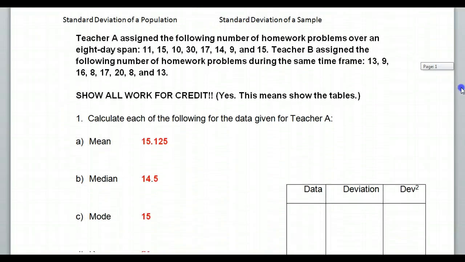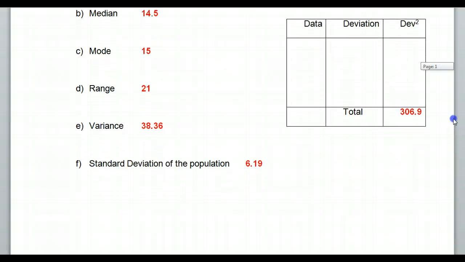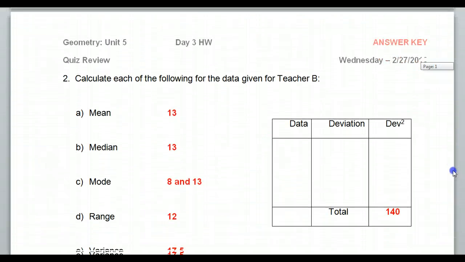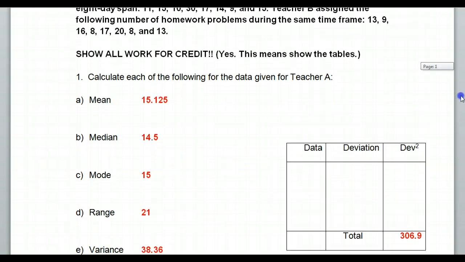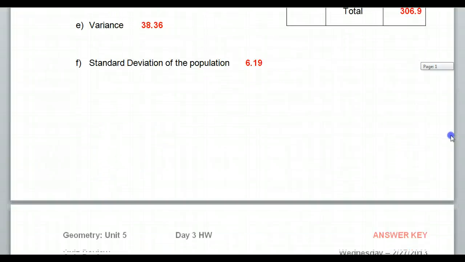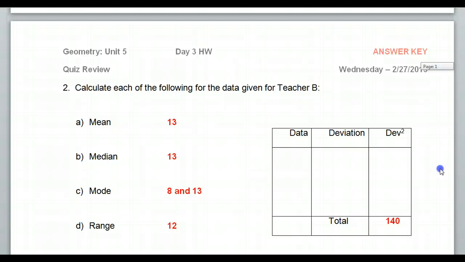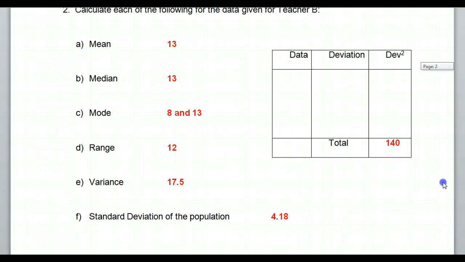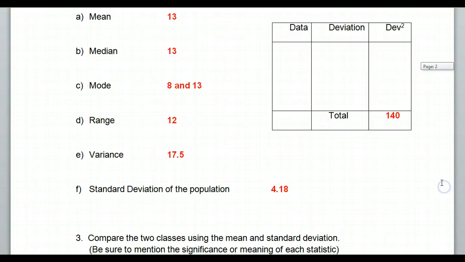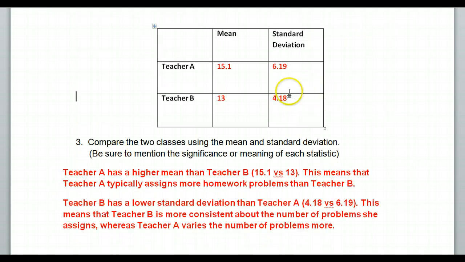Alright, let's take a look at this. This video is getting a little long, so I am not going to show all of those calculations again for Teacher B. I'm assuming that you can just repeat what I showed you for Teacher A and do that again for Teacher B. So for Teacher B, these are the numbers you should get for the mean, median, mode, variance, and standard deviation. Now our goal is to compare the two classes using mean and standard deviation. Just for a second, I want you to see those values side by side.